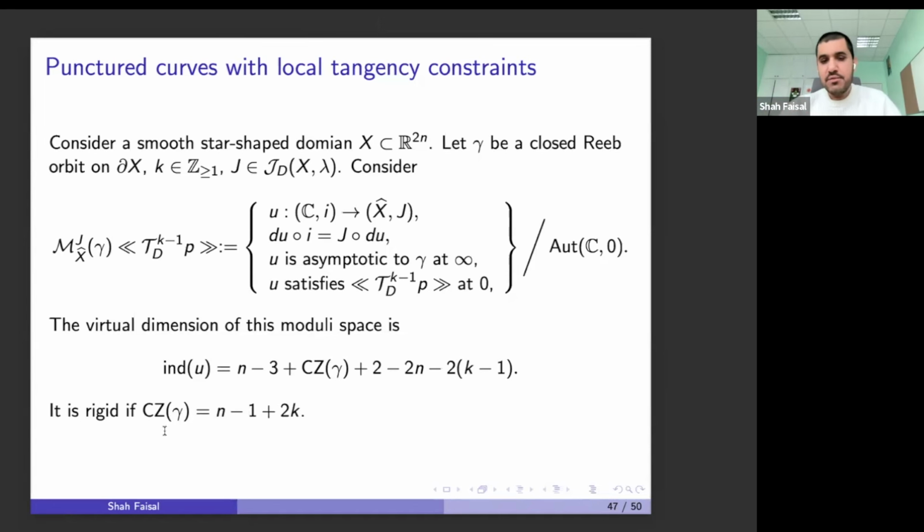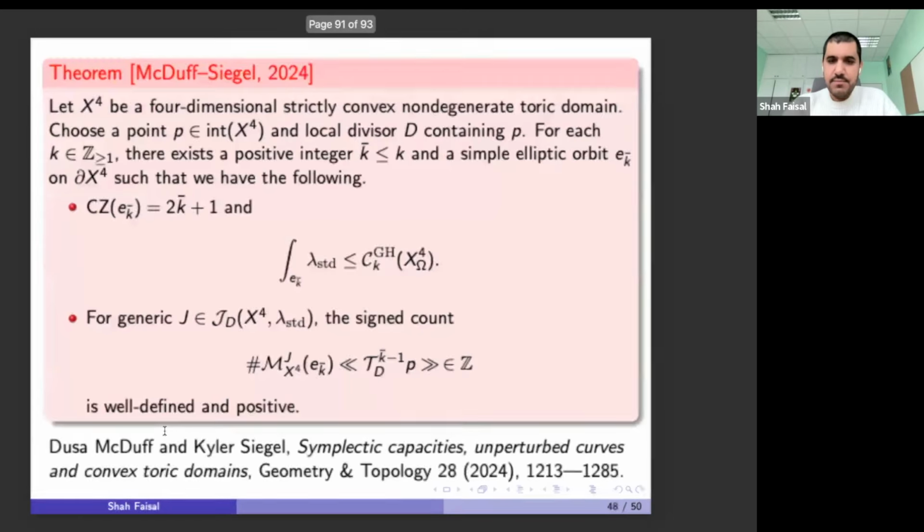Now, to get some counts from these moduli spaces, of course, one needs some perturbative schemes, but that becomes very virtual counts. It's not clear if they are counting holomorphic curves, or some more virtual objects. But in dimension 4, things are nice, thanks to the following theorem.